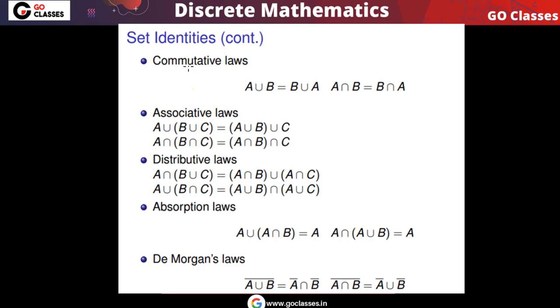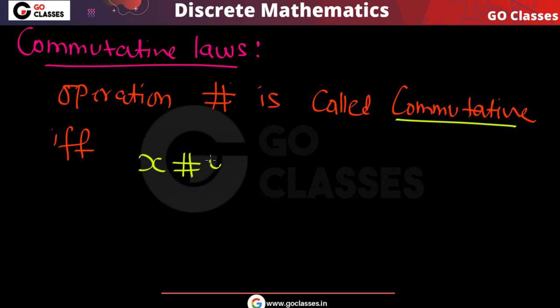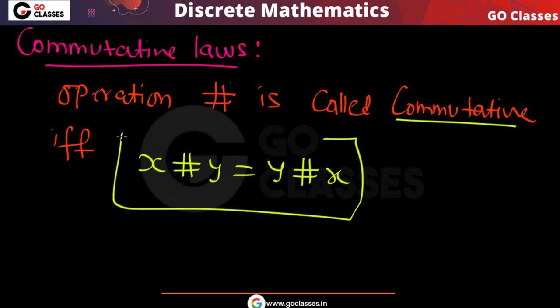The next rule is commutative law. What is this commutative law? If you have some operation, this operation can be anything. If you have some operation has, this is called commutative if and only if x has y is equal to y has x. If this happens, it means the order does not matter. Like x has y is equal to y has x, then we will say that this operation has is commutative.